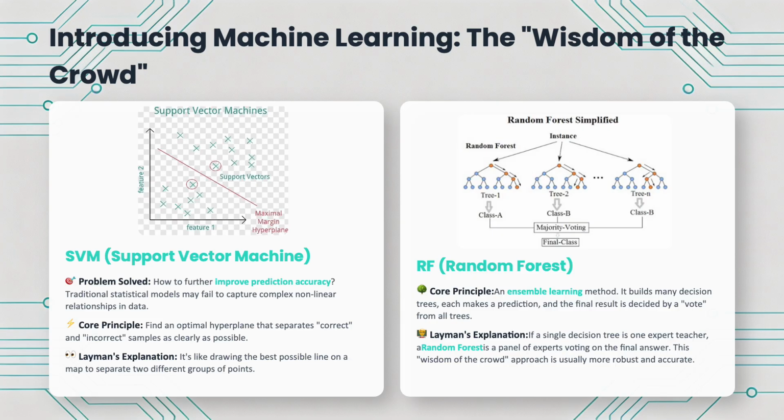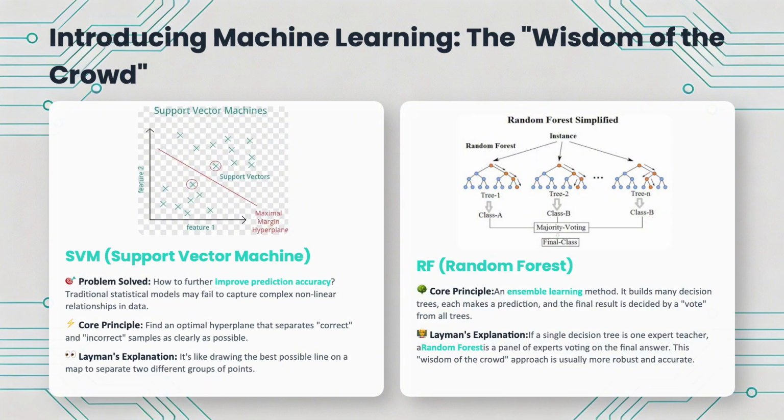Researchers in KT started to ask, can we use these advanced classification algorithms to get better predictions? The answer was yes. Models like support vector machines, SVM, and random forests, RF, were applied to the KT problem. Instead of building a model based on psychological theories, they treated KT as a pure classification task. Given a student's history, classify their next answer as correct or incorrect.